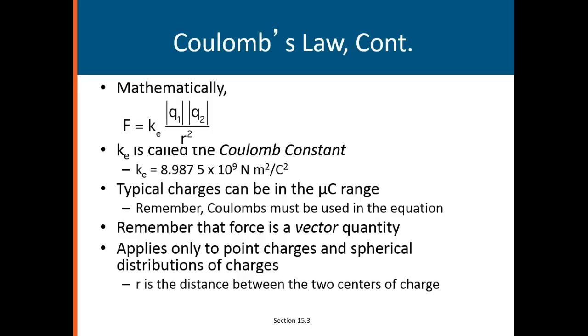Now again, I want to point out something to you. This book always separates digits before a decimal point or after a decimal point into units of three. So that's why it's 987 space 5.